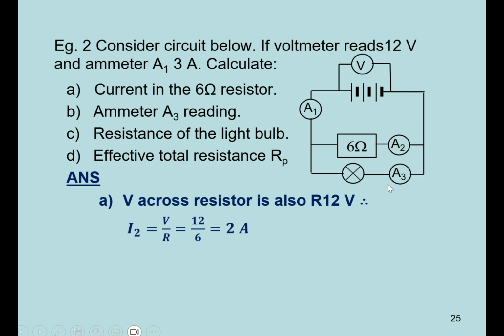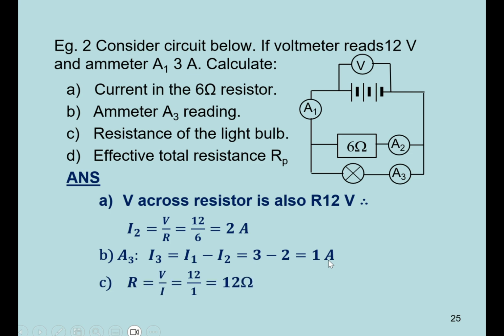Question B says, what's this reading? Well, if that one's 3 and 2 of it's going this way, then that must be 1 amp. The 3 amps minus the 2 that goes this way leaves 1 amp to go the other way. Now I can work that out. This section, I know the current now is 1 amp, and I know that the voltage is 12 volts across the light bulb, and hence I can use it to calculate its resistance. R is V over I. It's 12 over the 1 amp, which is 12 ohms.